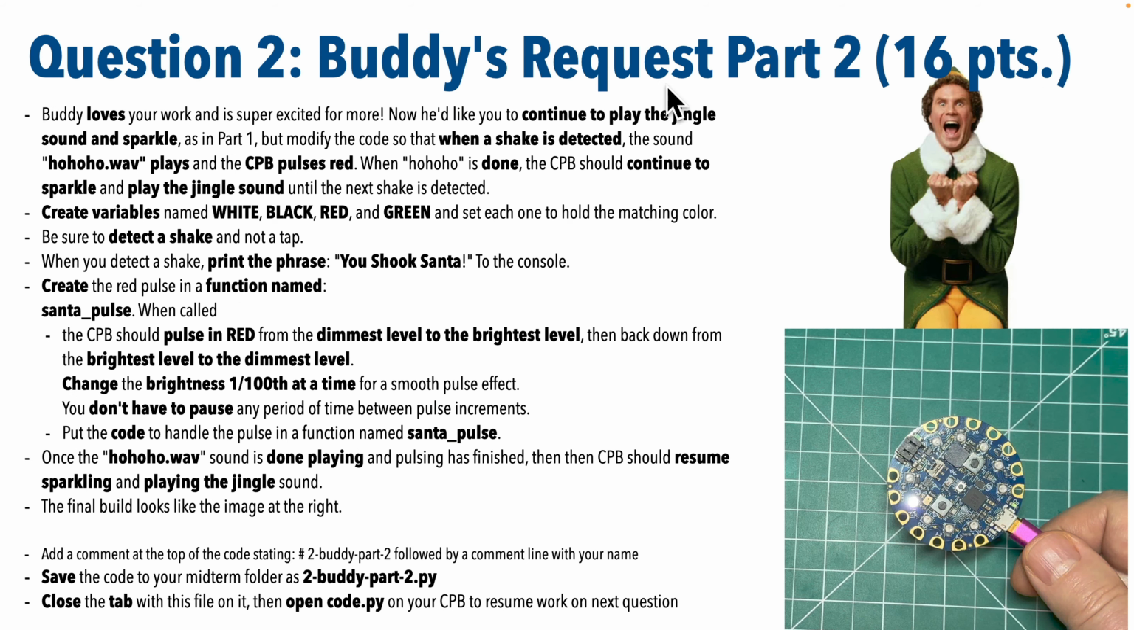So here we extend the first build, and what we're going to do here is we're going to detect a shake. We're also going to define variables white, black, green, and red. So you already saw that I did that. And after detecting the shake, we should print out "You shook Santa."